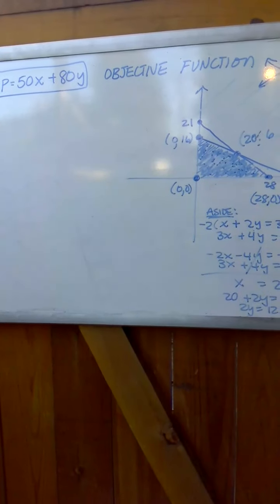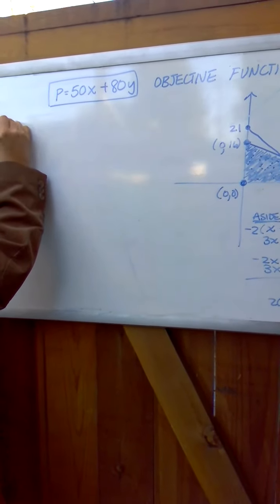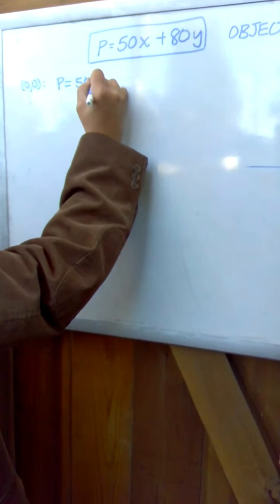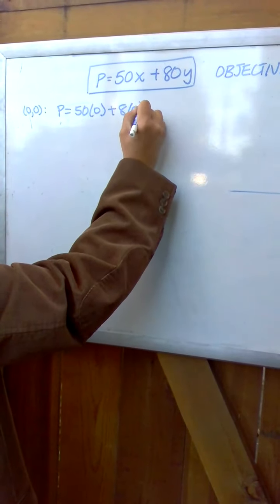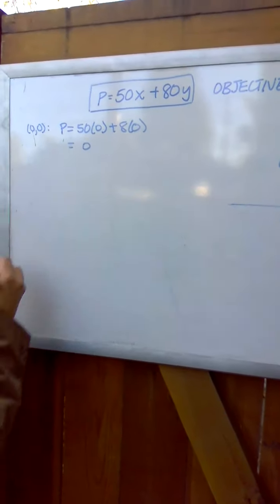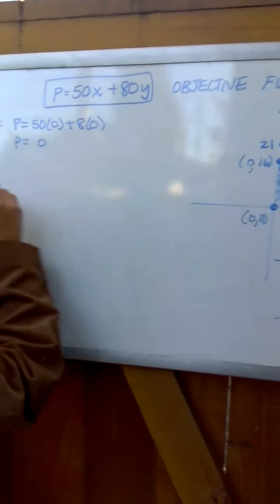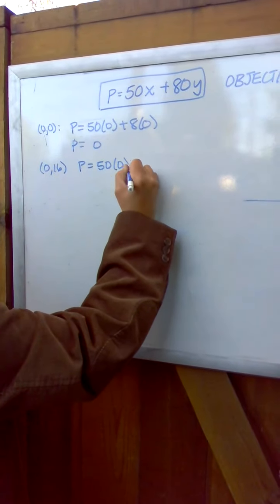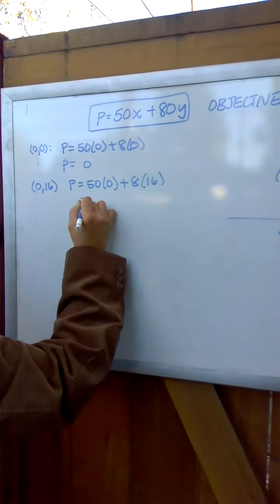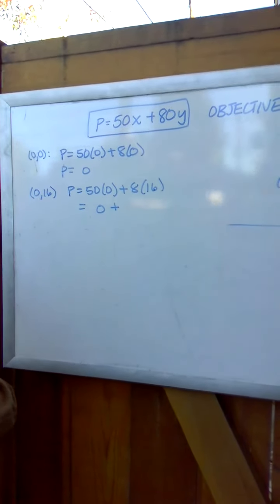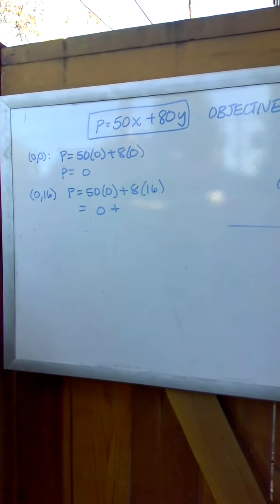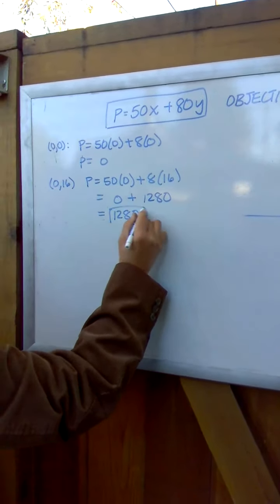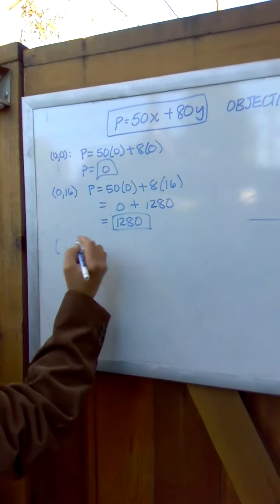Okay? All right, so let's start with 0, 0. Plugging in 0 for x, 0 for y. Let's see what we get for our profits. I think you can guess. What did we get for our profits? 0. Okay? All right. 0, 16. P equals 50 times 0 plus 80 times 16. So we get 0 plus 1,280. So this is what we get here. Okay? And then we're going to test 20, 6.